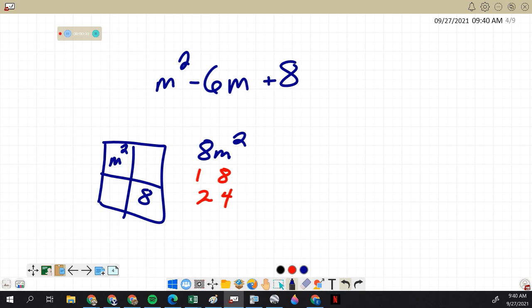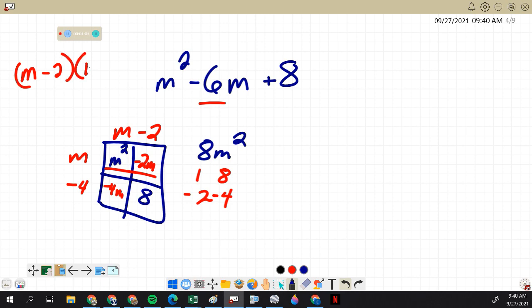Will one of those sets create a negative 6? If the 2 and the 4 are both negative. So negative 2m, negative 4m. What does the top row have in common? M. Then if I pull out an m, I'm left with m minus 2. And if I pull out an m from the left column, I get m minus 4. So my factors are m minus 2 and m minus 4.